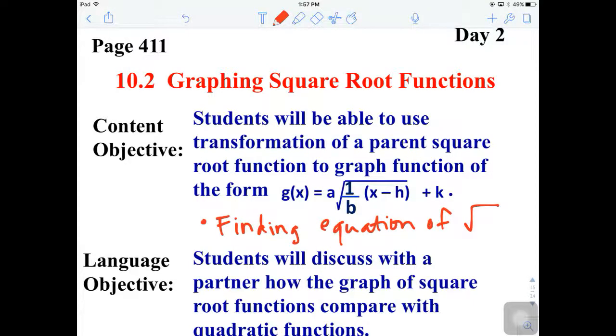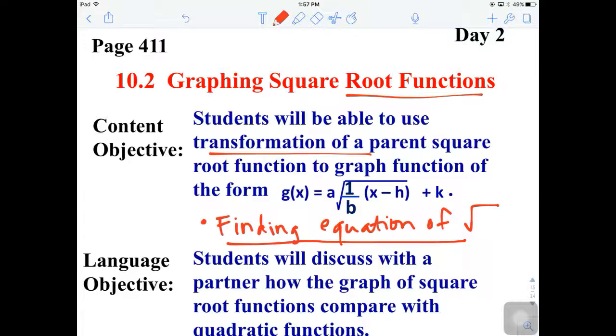Good morning, IM3 students. We are going to continue 10.2, day 2 today, and we are going to continue looking at the graphing of the square root functions according to the transformations, and we're also going to be having you practice finding the equations of square roots as well as applying real-world situations involving the square roots.